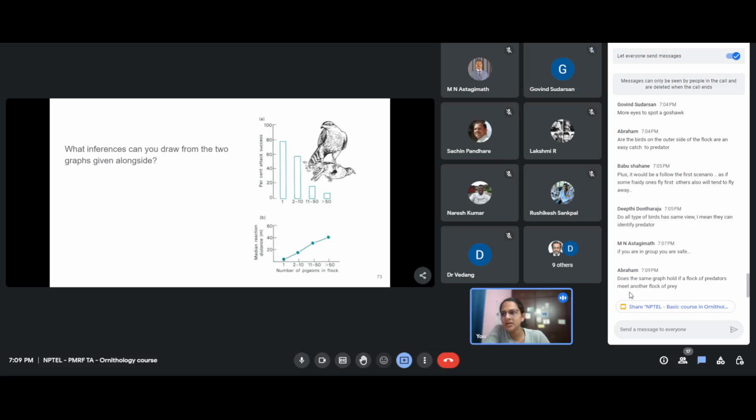Does the same graph hold if a flock of predators meets another flock of prey? I have no idea.